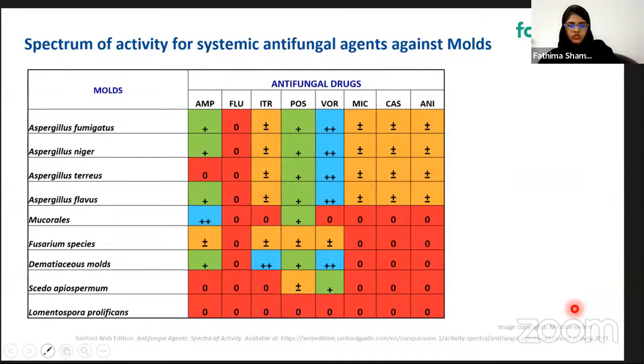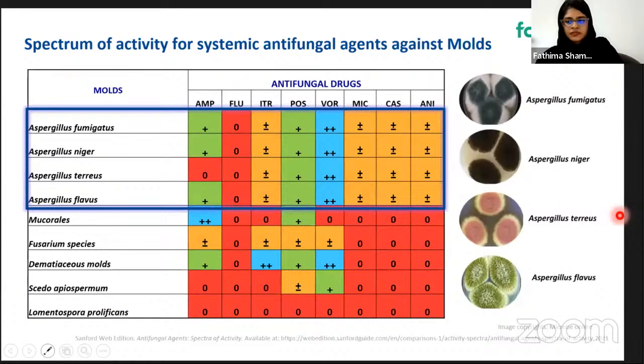Now we are moving on to the spectrum of activity for systemic antifungal agents against molds. Under molds, we will be discussing the Aspergillus family, Mucorales, Fusarium, Dematiaceous molds, Pseudallescheria apiospermum, and Lomentospora prolificans. So first, let's see the Aspergillus family here.